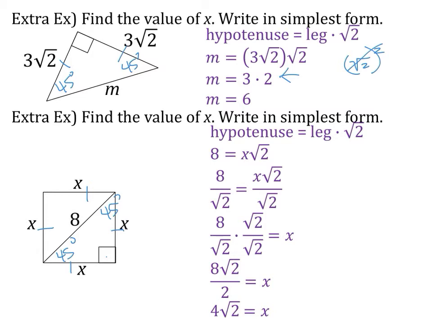This will take care of no more radical, so you have 2 in the denominator, and then 8 times square root of 2 in the numerator. And since the 8 and 2 are on the outside of a radical, they can be simplified, so 8 divided by 2 becomes 4. So the length of your leg is 4 square root of 2.